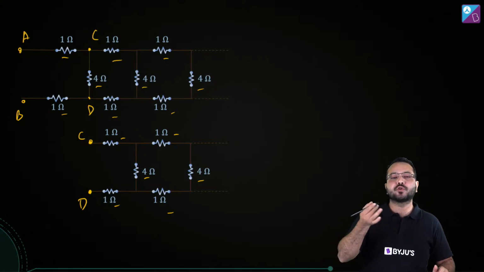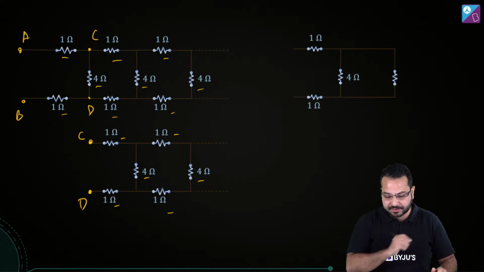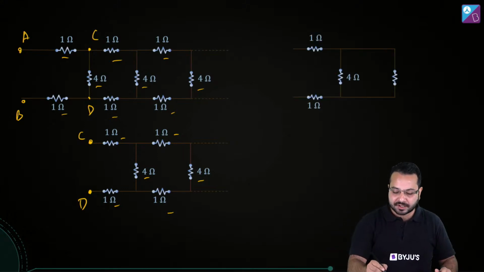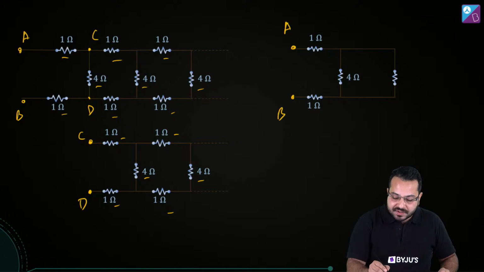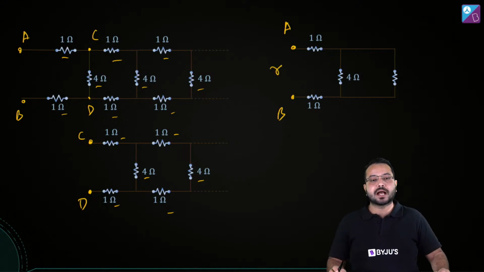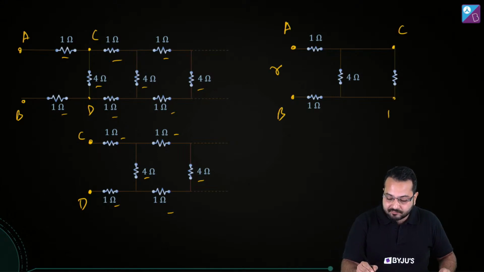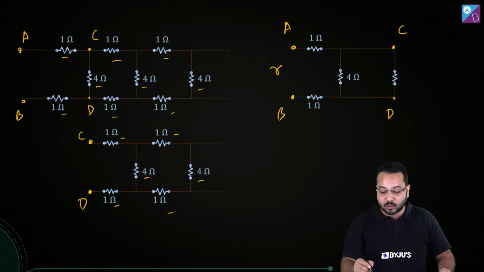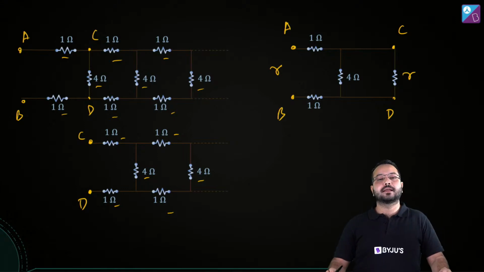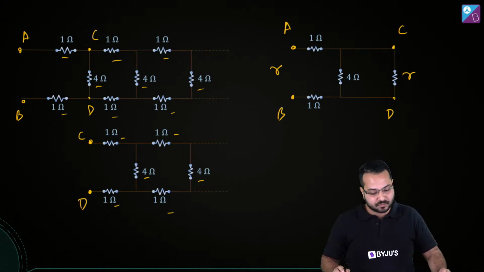So what I'm going to do is I'm going to simply redraw this circuit, and what I have done is, this is points A and B. So whatever is the resistance between points A and B, I'm calling that resistance R. The resistance between points A and B, I'm calling that R. And this is points C and D, is the same as the resistance between points C and D. Is that correct? So I'm going to call that R as well. Alright. Can we use Wheatstone bridge over here?